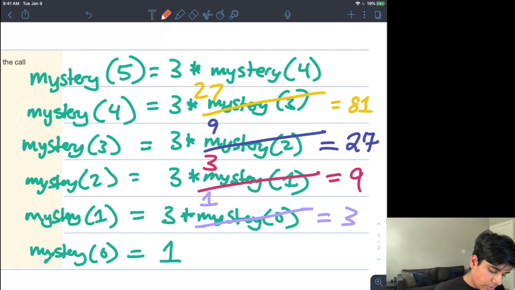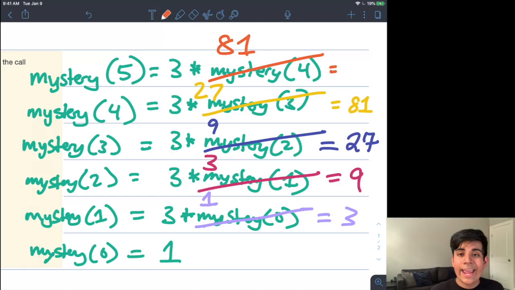So I can simply cross out mystery 4 and put 81. And so now you can do 81 times 3. Okay, and if you do the math, this here is 3 and this is 24. So this would be 243.